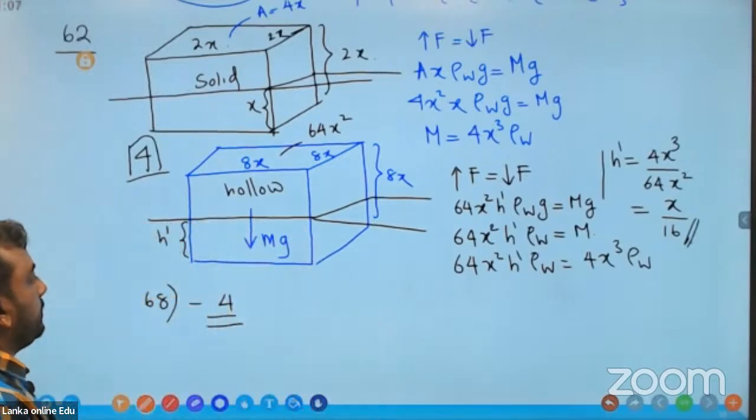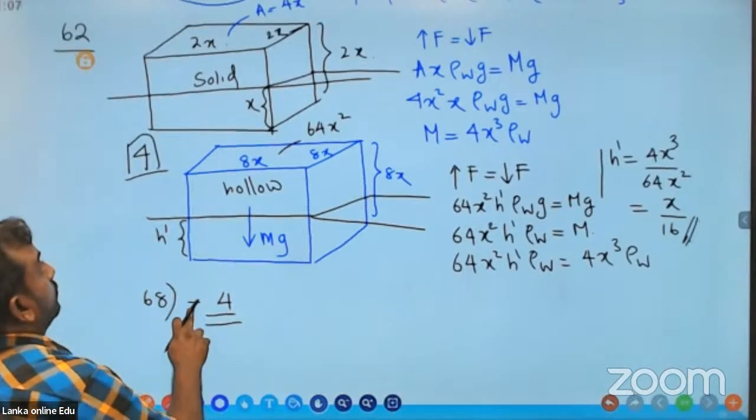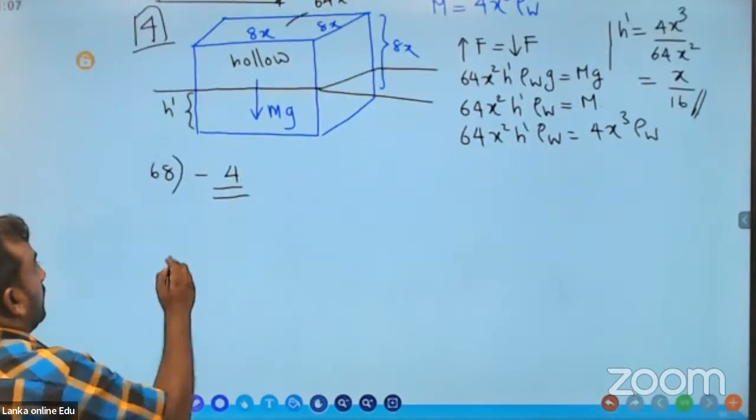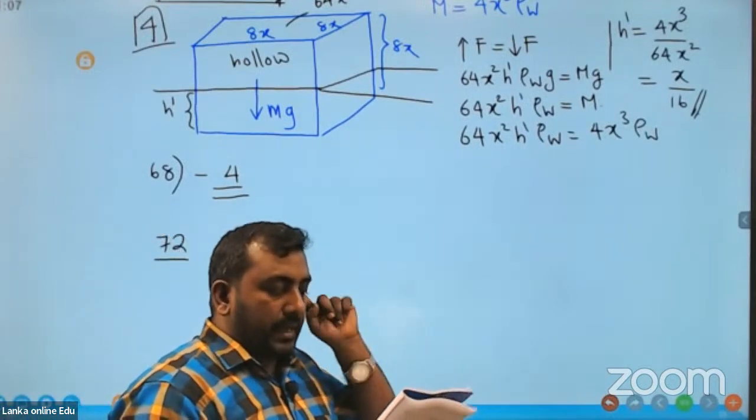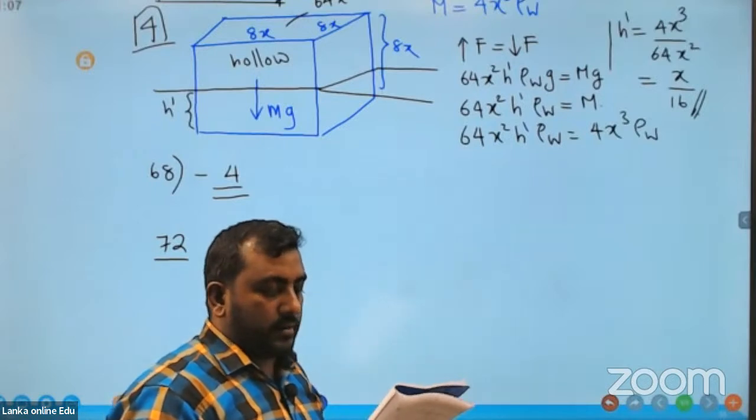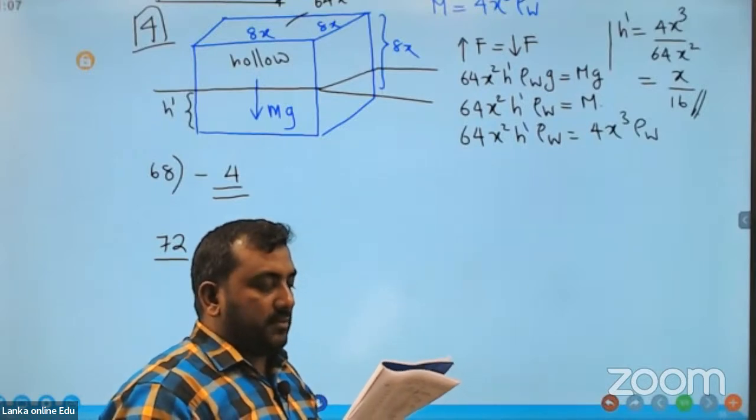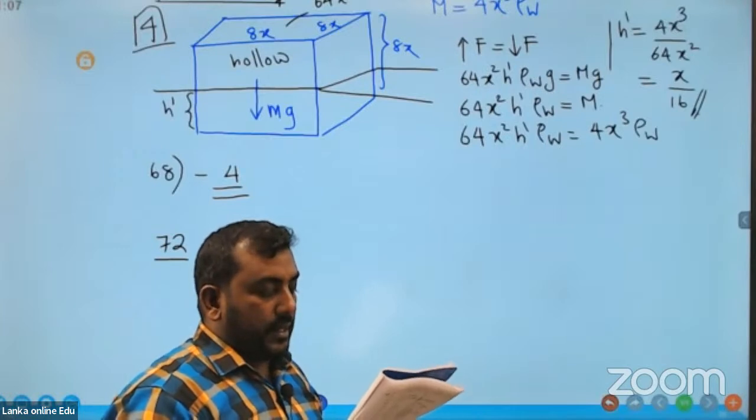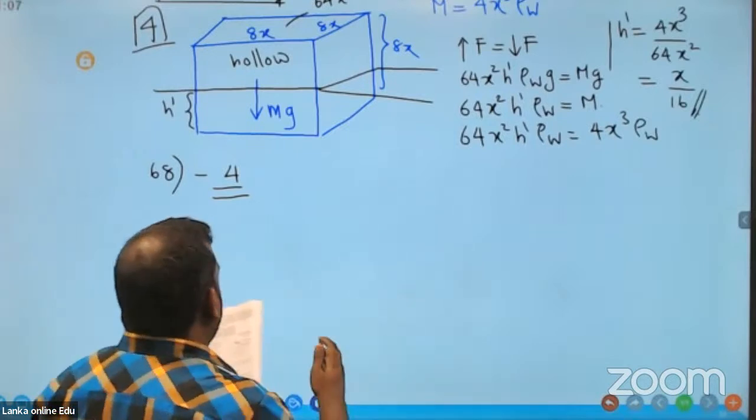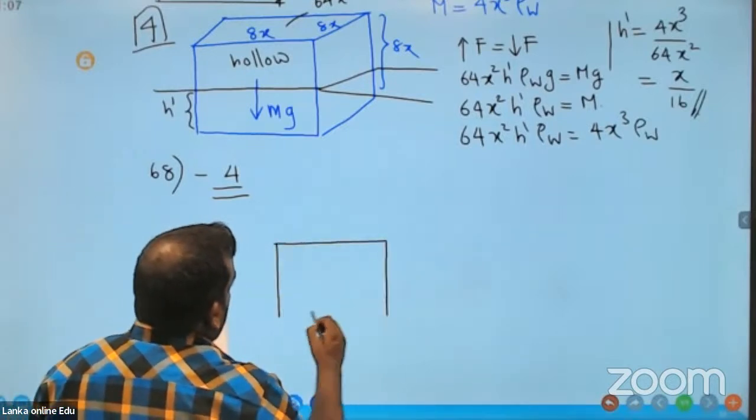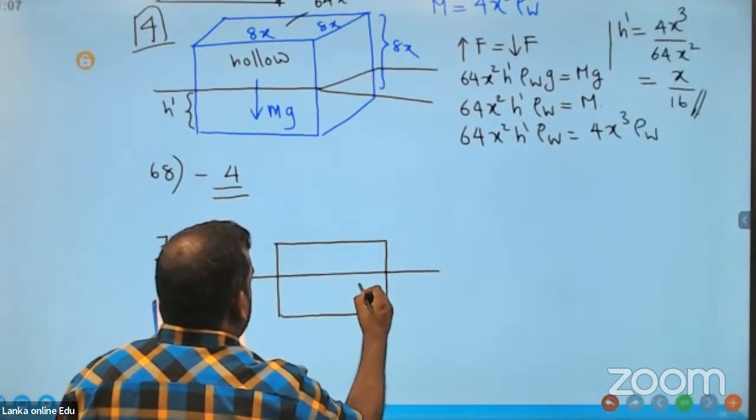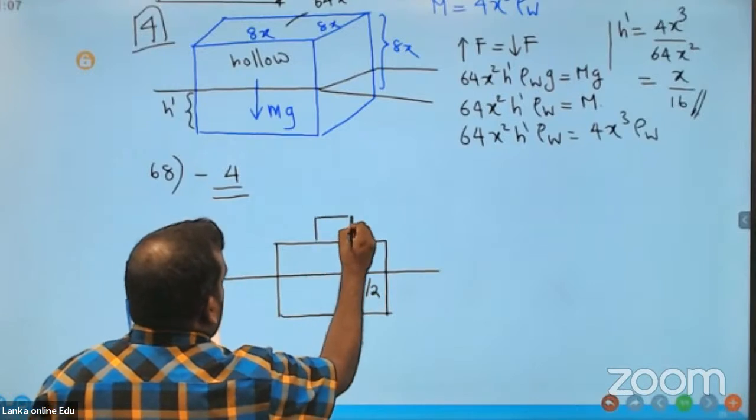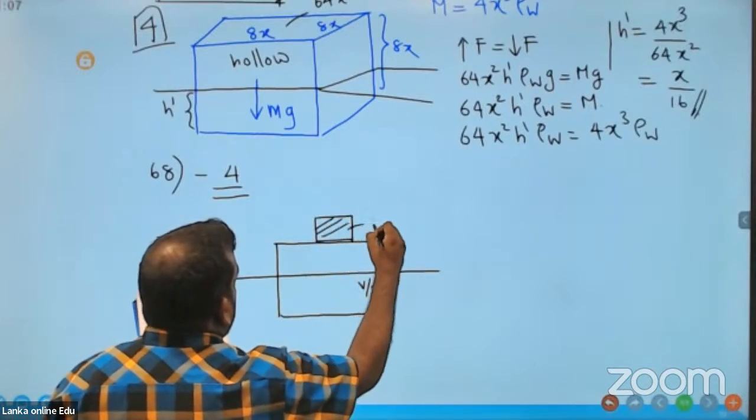MCQ 72. A piece of metal is attached to the top of a rectangular wooden block that floats in water, as shown in the figure. 50% of the volume of the wooden block is submerged in water. That means V over 2 is submerged. The wooden block is here. Metal is here.